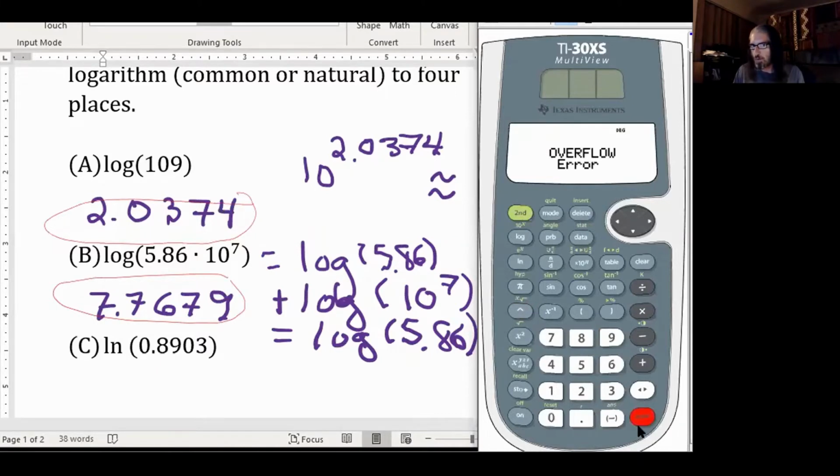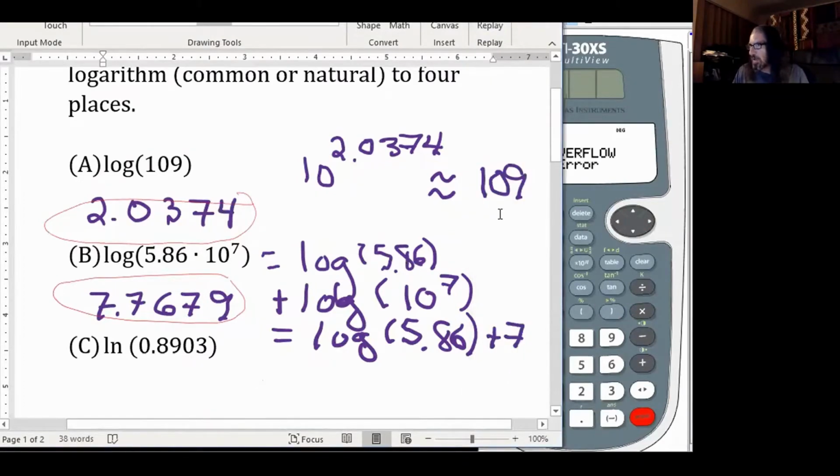It's a number too large for the calculator to handle, even if I had put the log first. Since it can't deal with the argument inside that logarithm, then it's not even going to be able to take the logarithm. And then our last for number 1, to estimate the natural log of 0.8903.